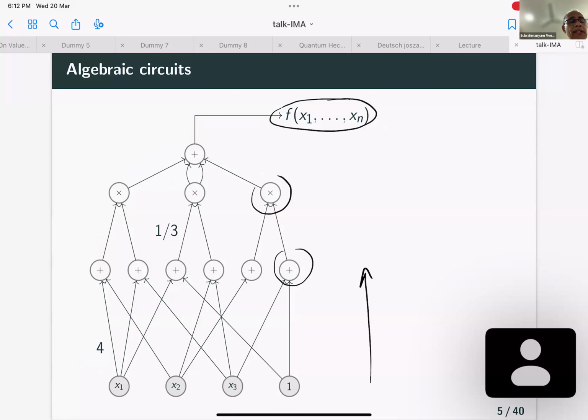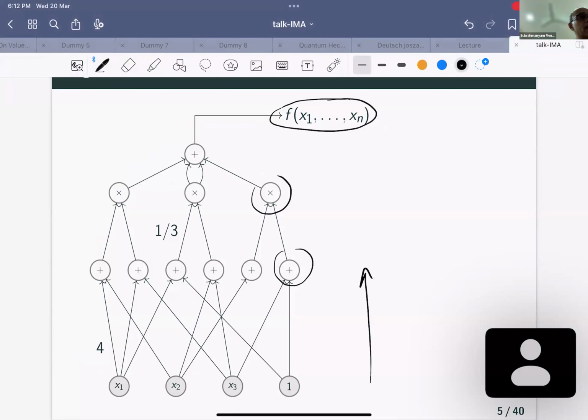Or should I explain it more? The size is just the number of vertices and the number of edges in this graph. So maybe I should just write it down. Size of this circuit is number of nodes plus number of edges. Is that clear?